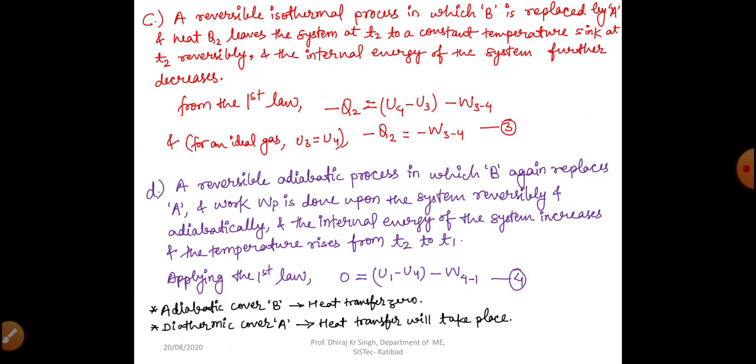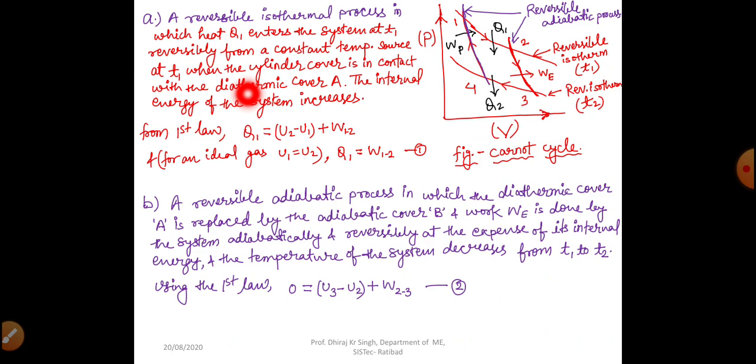So here you can see in process 1 to 2 heat is supplied, right? And this is a reversible isothermal process. So a reversible isothermal process in which heat Q1 enters the system at T1. This temperature is T1. If we draw the isothermal curve on the T-s plane, then we can see that process 1 to 2 will be a straight line, that is on a constant temperature line.